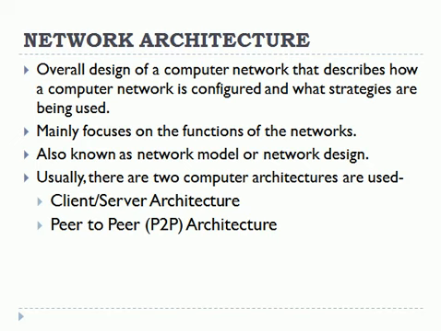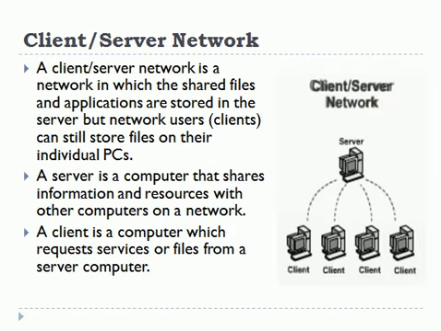Network architecture basically focuses on the function of the network, and is also known as network model or network design. There are two types of network architecture, based on how we are going to transfer our data: client and server architecture and peer-to-peer architecture. Most of the time you are using the client server architecture. However, in some conditions, peer-to-peer or P2P architecture is also used. So let us learn about the client server architecture.